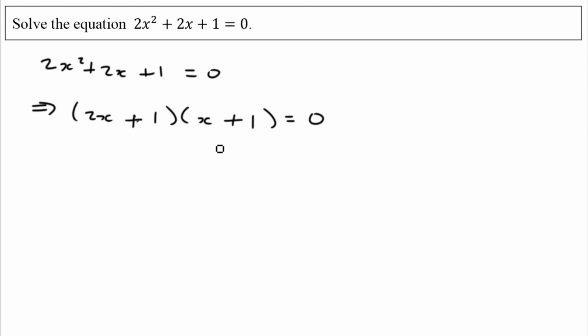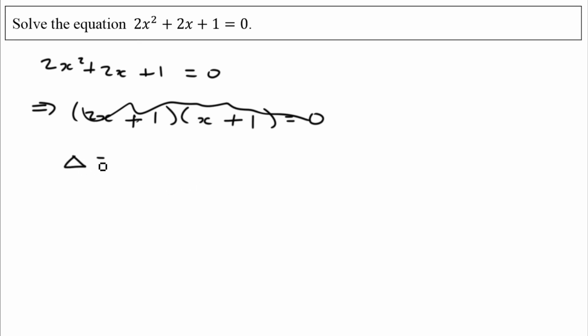But wait a minute, if we tried that, how many x's would we have? 2x times x will give us a 2x squared. Then we'd have 2x's and another x, which would be 3x. This is not a correct factorization. Wait a minute, maybe this doesn't even factorize.